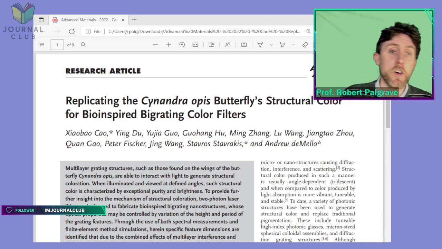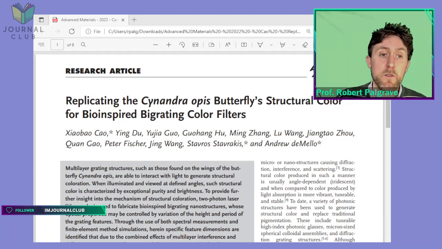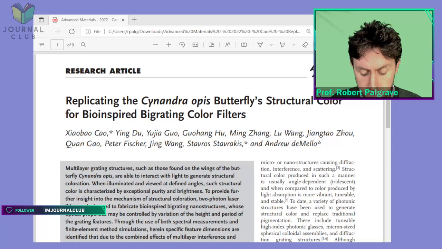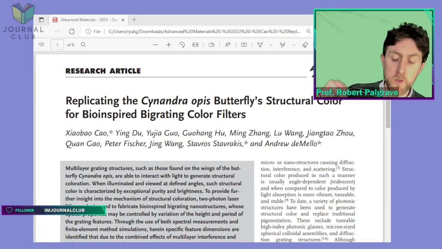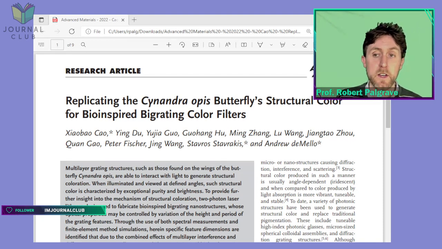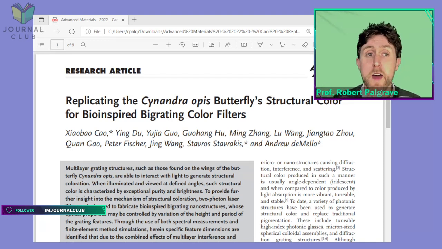So when we say structure and shape, in this context anyway, we're talking about structure which is on a very, very small scale. So the wavelength of visible light is around half a micrometer. A micrometer is a millionth of a meter. Okay, so about half a millionth of a meter is the wavelength of visible light. So that's the kind of scale.